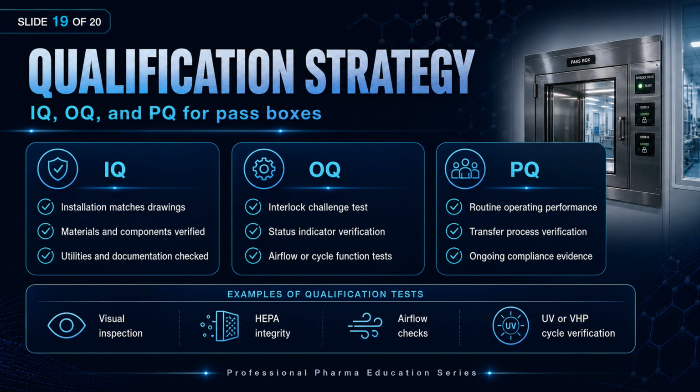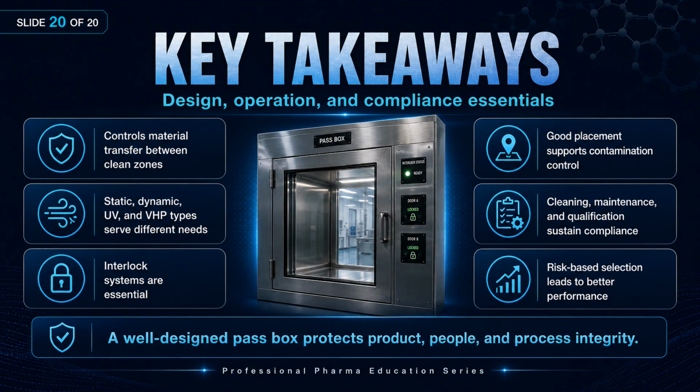Key takeaways. A properly designed pass box protects product quality by controlling material transfer between cleanroom zones. Risk-based selection, correct installation, effective interlocking, validated operation, maintenance, cleaning, and qualification are essential for sustained GMP compliance.